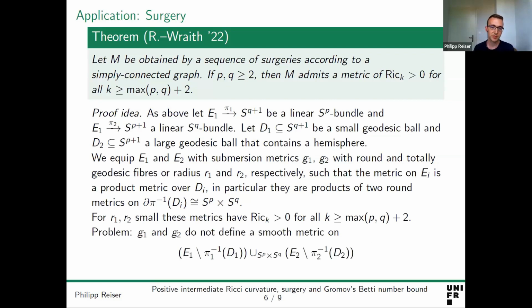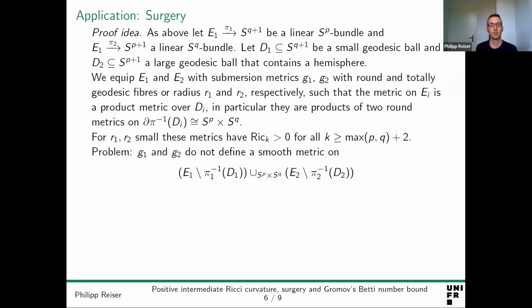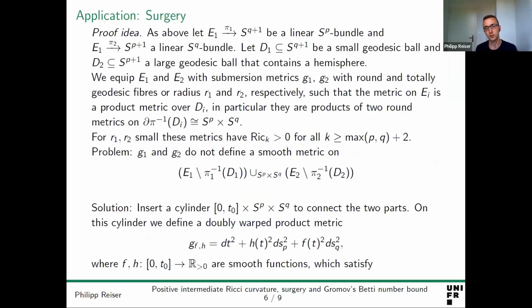But yeah, the problem is now, how do we glue these together? Even if they were isometric on the boundaries, the resulting metric would not be smooth in general, because we also need to consider the derivatives of the metric in normal direction of the boundary. And in order to solve this, we insert a cylinder in between here, which gives us some space to transition from one metric to the other. And we do this by what's called a warped product metric.